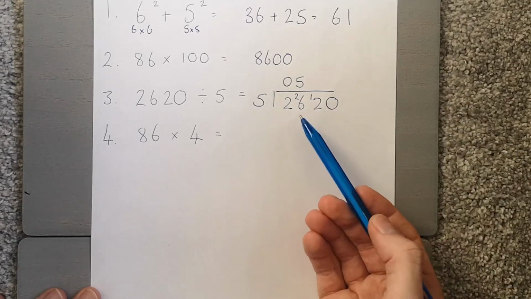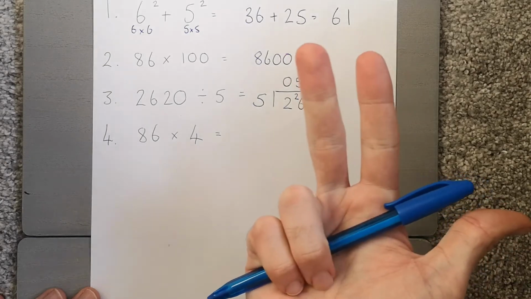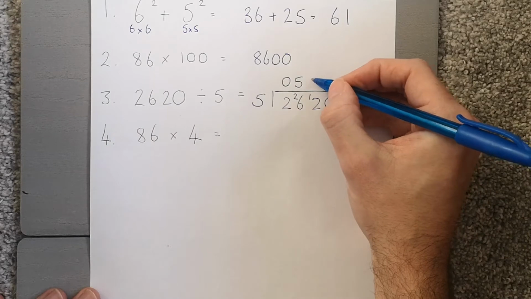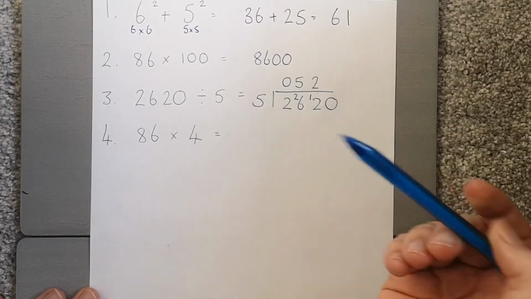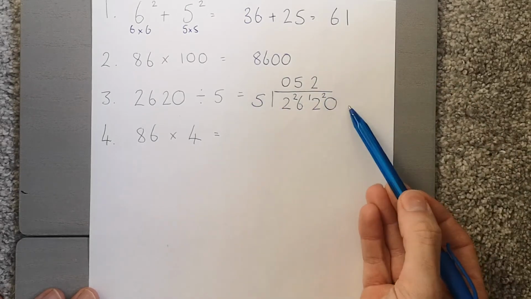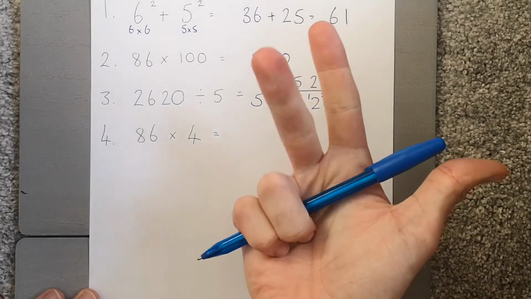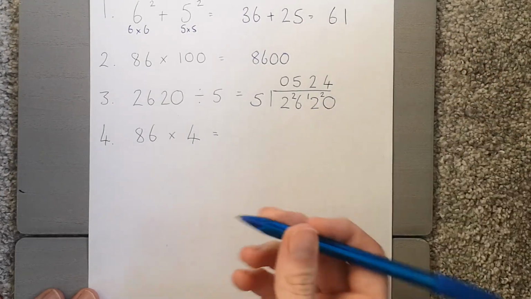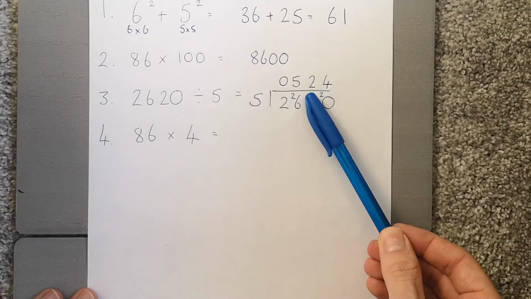How many 5s go into 12? 5, 10, 15, hold on, no, 15 is too much because I need to get 12. So 2. 5 times 2 is 10. From 10 till 12, I've got 2 left over. How many 5s go into 20? Well, this is your 5 times tables. 5, 10, 15, 20, 4. I should also know that 5 times 4 is 20. So you should have got 524.